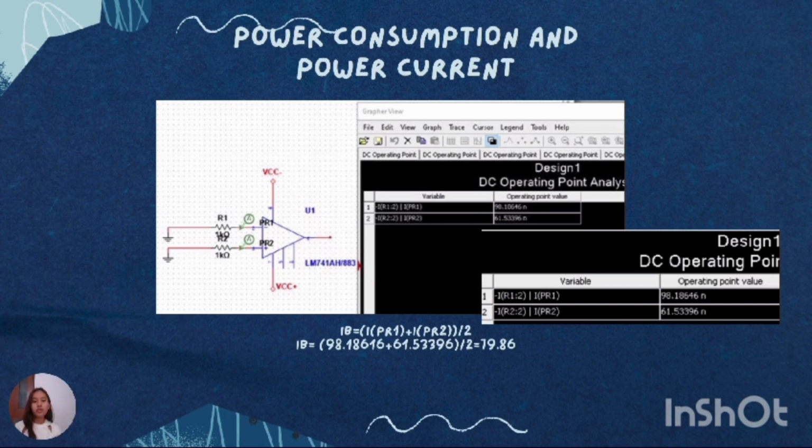The power current. The power current is the current that the operational amplifier extracts from the power supply. It can range from microamperes to several milliamperes, again depending on the amplifier design and load. And low power operational amplifiers are designed to minimize this power current, making them ideal for low power applications such as battery powered devices or portable systems.